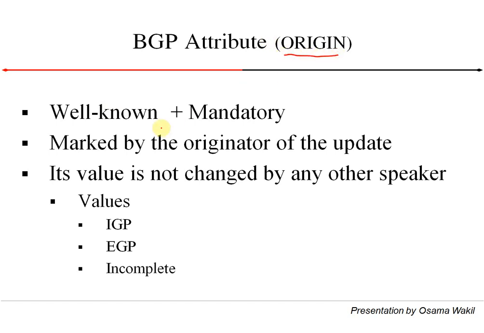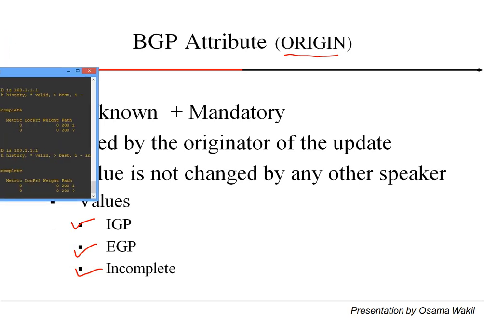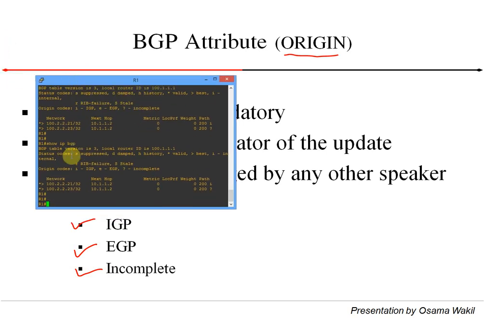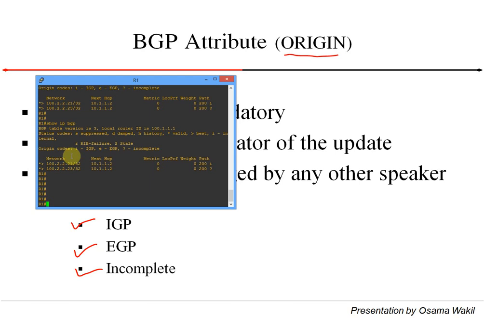Origin is well-known mandatory, so each and every BGP update must have this attribute with it. The origin attribute has three different types of values: either IGP, EGP, or incomplete. Now let's look into it. I have a router over here. I will just quickly show. Okay, here it is.